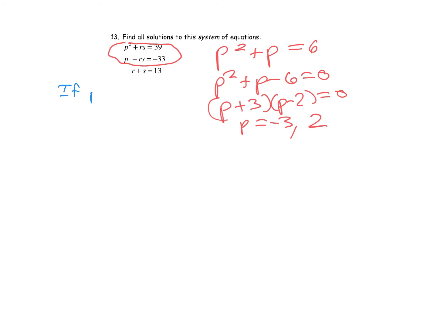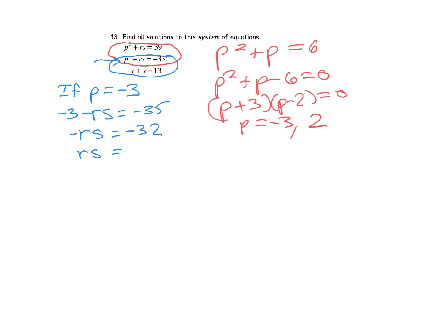So if p equals negative 3, then because now I want to solve for r and s, I think I'm going to work with these two equations. So putting into this first one the fact that p is negative 3, I get negative 3 minus rs equals negative 35. Then I have negative rs equals, bringing over the negative 3, negative 32. And so I could say rs equals 32.